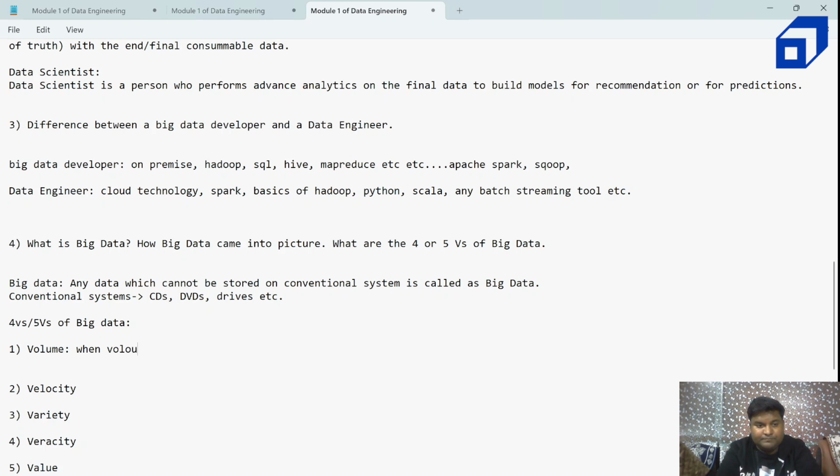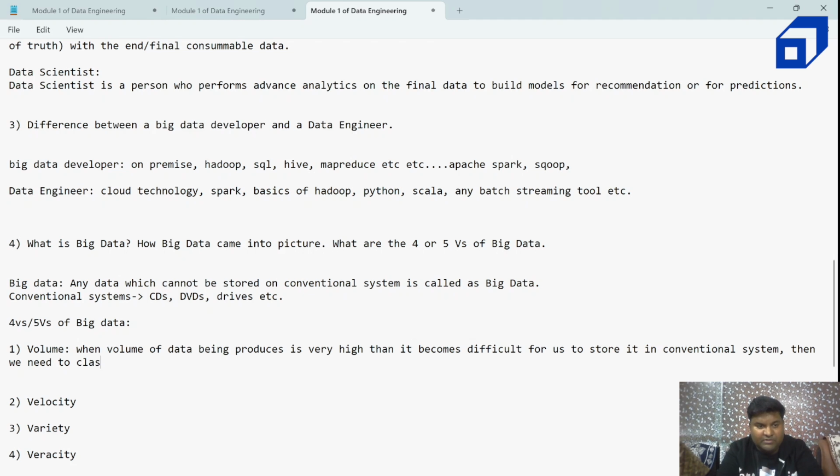When the volume of data being produced is very high, and it becomes difficult for us to store it in a conventional system, then we need to classify that data as big data. Okay. If the volume of the data is very high, then obviously I cannot store it in conventional devices or systems. I need a new system, a new technology, to process and store this kind of huge volume of data, right? That's why I am terming that kind of data big data.